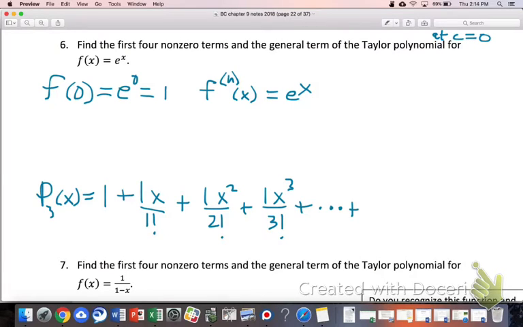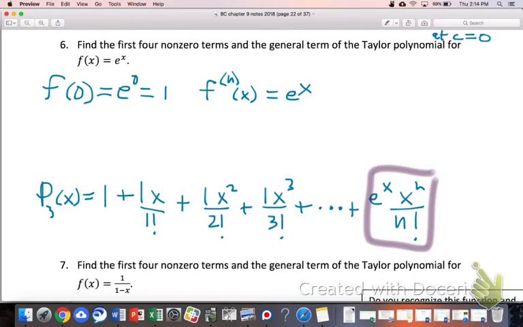Did anybody have a suggestion on what nth term you would throw there? Did you see a pattern? What do you see? E to the x times x to the n over n factorial. Okay, what do you guys think about that? So what I should be able to do is a mental check here. I should be able to take that and put it into an appropriately numbered sigma, and it should generate the terms in the series.